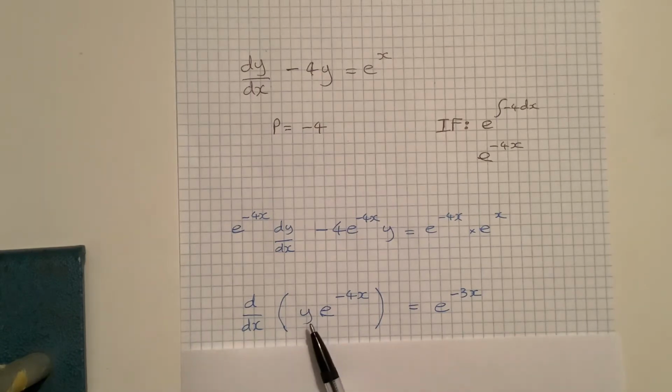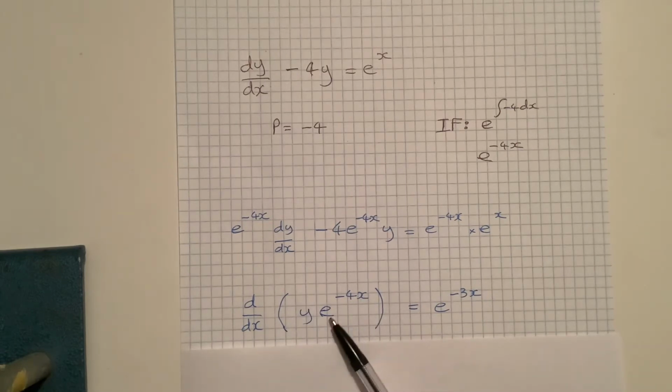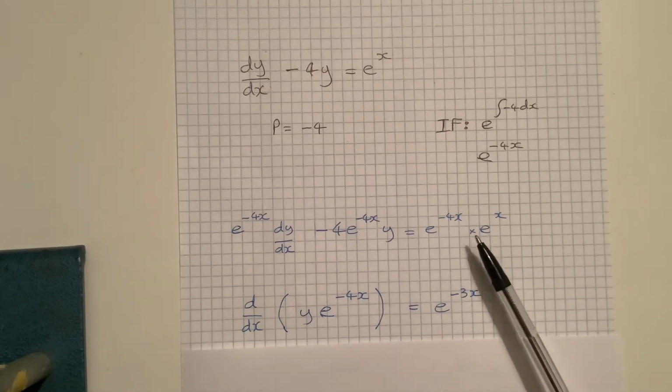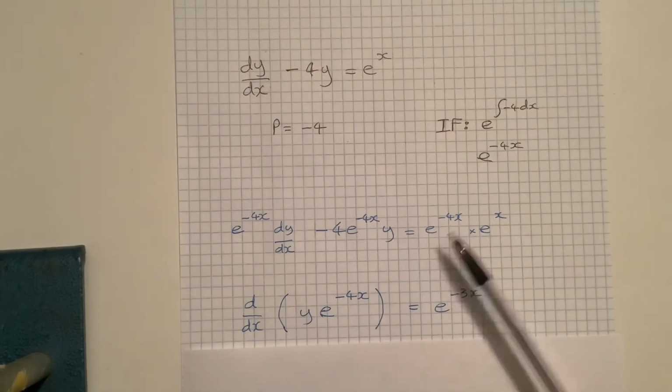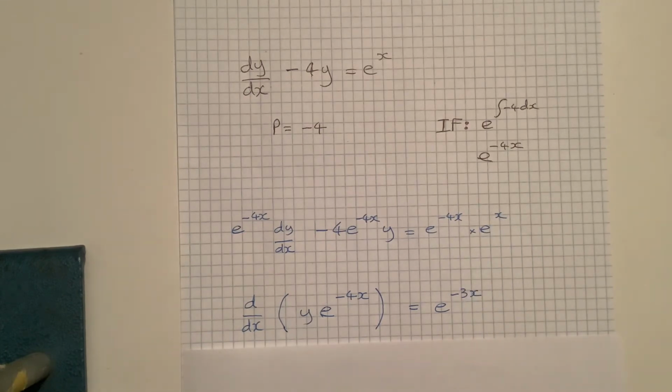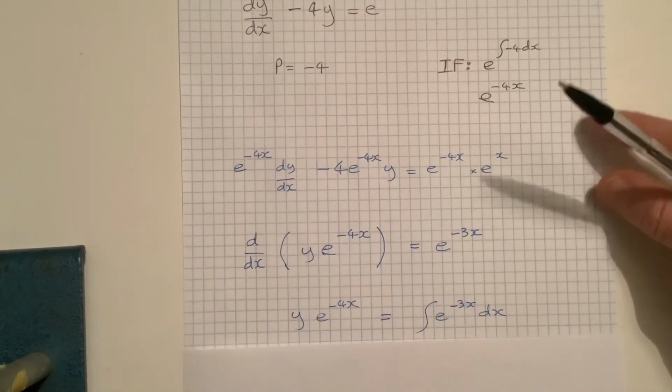And just to check that that works, if I differentiate this with the product rule, I get dy by dx times e to the -4x plus the derivative of this times y. The derivative of this is e to the -4x times -4, which is that. So this is the same thing as this. It will always be the case where you have the derivative of y times the integrating factor. On the right-hand side over here, I have just simply used index laws to add the two powers together to get that. I can now integrate both sides with respect to x.